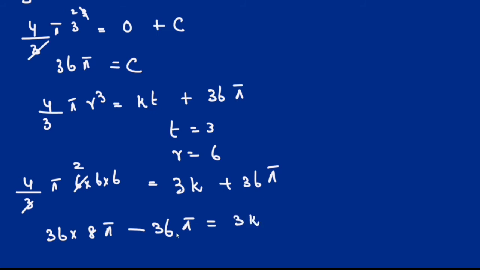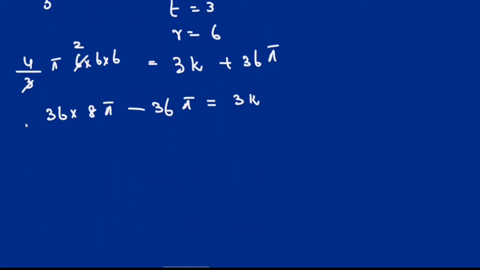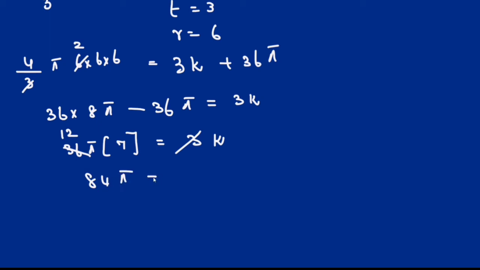We want to find k. So we can take out the 36 pi. That's why I kept 36 as it is. 8 minus 1, that is 7. So can you cancel here? 12. So 84 pi is the constant k. So we found the constant k also.